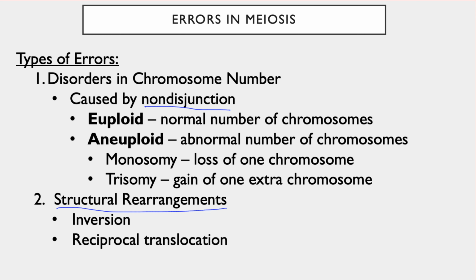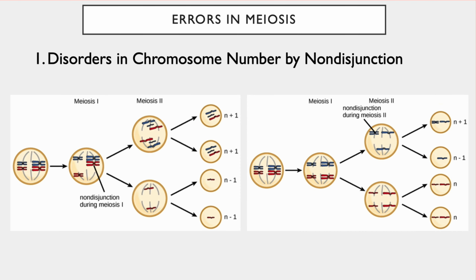So let's talk about the first process, chromosome number or non-disjunction. A normal number of chromosomes is called euploid. So when you have something that has an abnormal number of chromosomes, we call that aneuploid. And we're specifically going to be looking at 2 versions of that, monosomy and trisomy. Monosomy means you've lost 1 chromosome, and trisomy means you've gained 1 chromosome. So what does that look like in the cell?